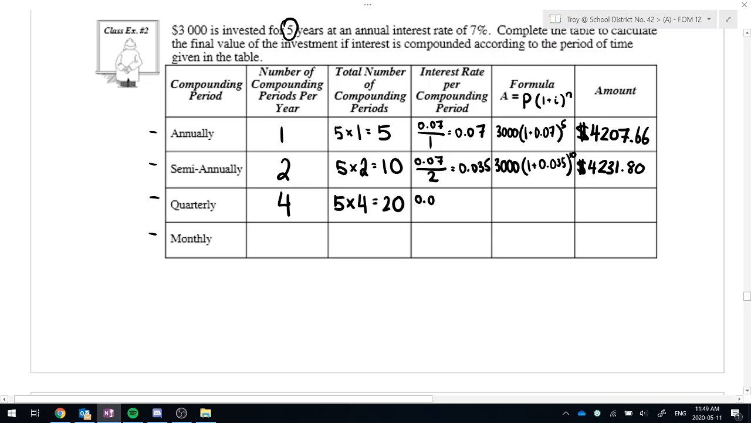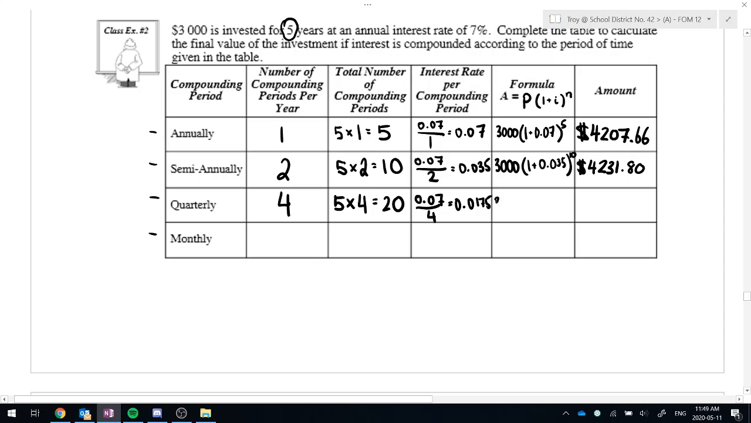All right. So this one is going to be slightly longer. So it's going to be 0.0175 for our interest rate per compounding period. So our interest per compounding period is going to get smaller and smaller and smaller as our compounding periods go up and up and up, because we're going to be dividing it by a larger number every time.